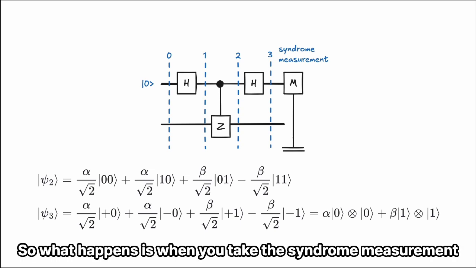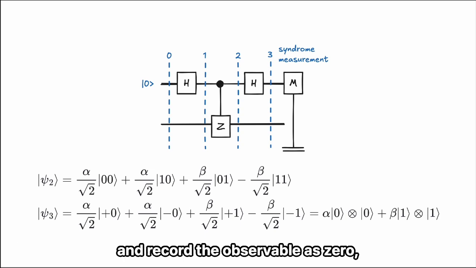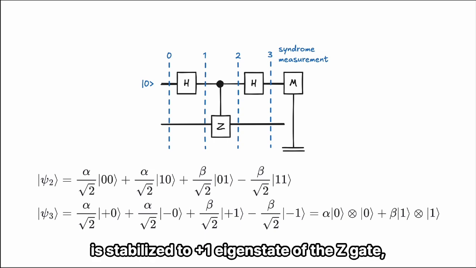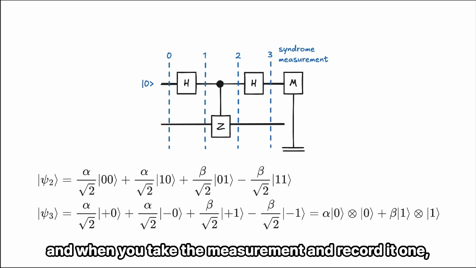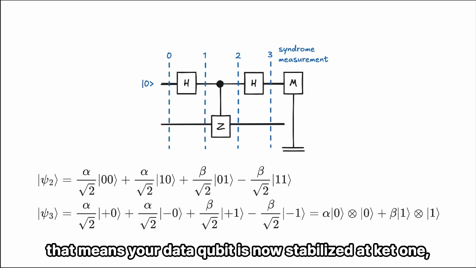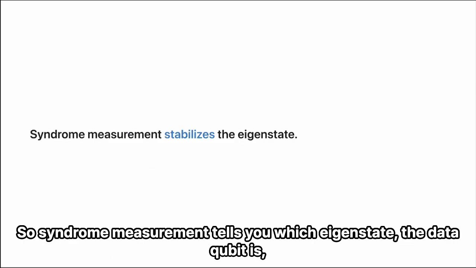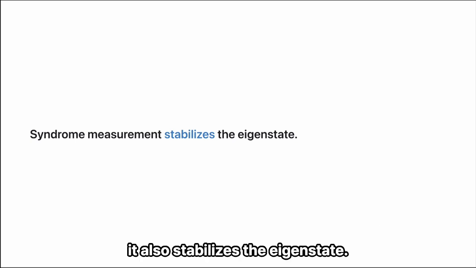So what happens is, when you take the syndrome measurement and record the observable as 0, that means your theta qubit is stabilized to the plus one eigenstate of the Z gate. And when you take the measurement and record 1, that means your theta qubit is now stabilized at ket1, which is the minus one eigenstate of the Z gate. So syndrome measurement tells you which eigenstate the theta qubit is. It also stabilizes the eigenstate.